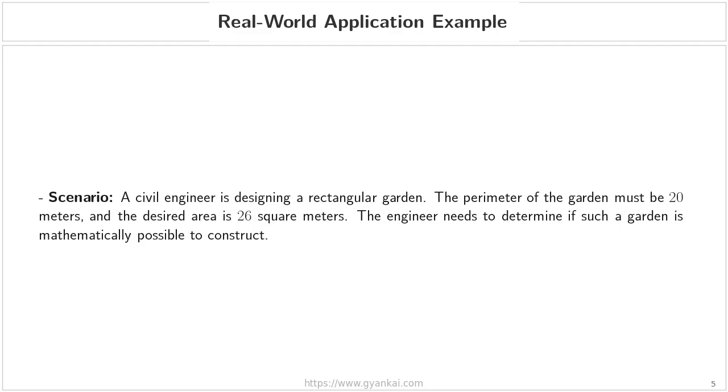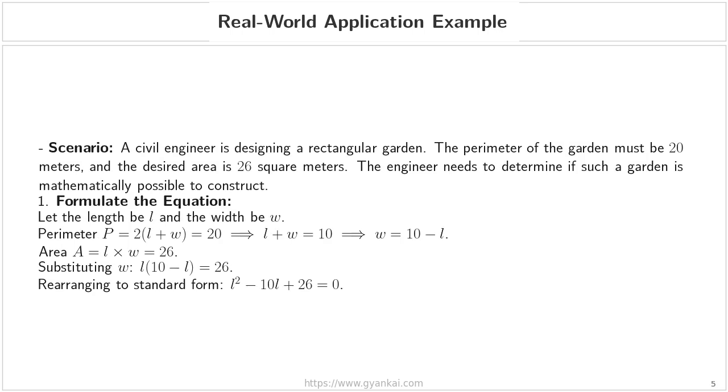Imagine a scenario where a civil engineer is tasked with designing a rectangular garden. The project has two strict constraints. The perimeter must be exactly 20 meters, and the desired area is 26 square meters. The engineer's first challenge is to determine if such a garden is even mathematically possible to construct. Let's walk through the step-by-step solution together.